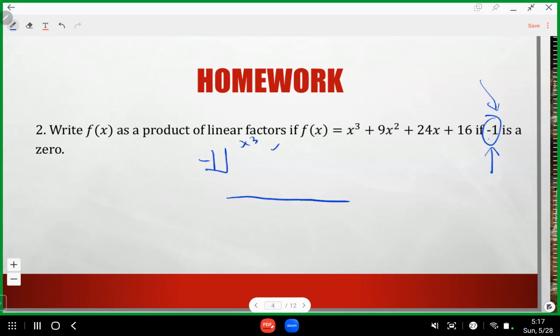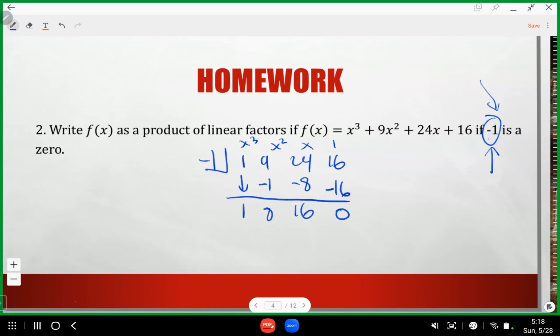So we use synthetic division, and that's 1, 9, 24, and then 16. Bring the 1 down, and then you get -1, and then you get 8, and then -8, and then 16, and then -16, and then the remainder is 0. All right, very good. So we know that -1 is a 0.